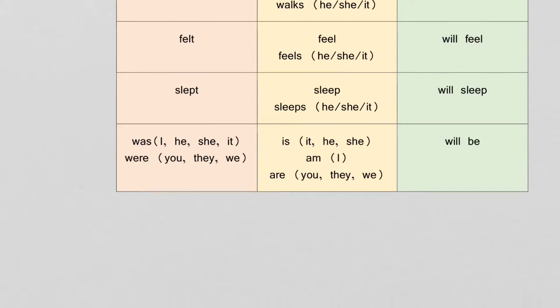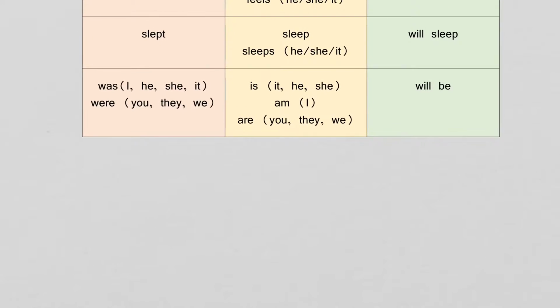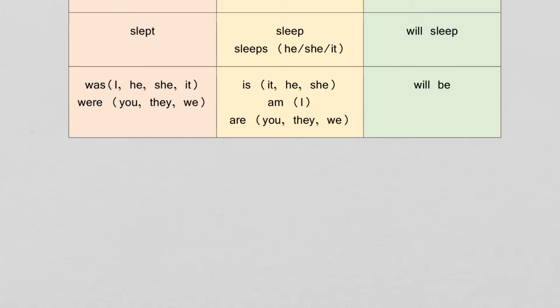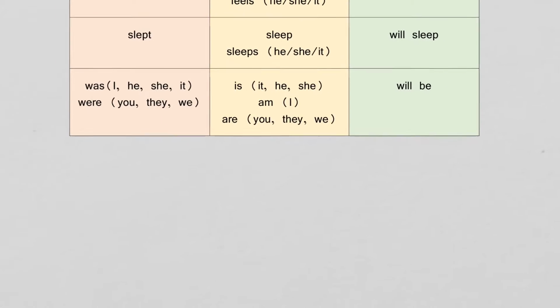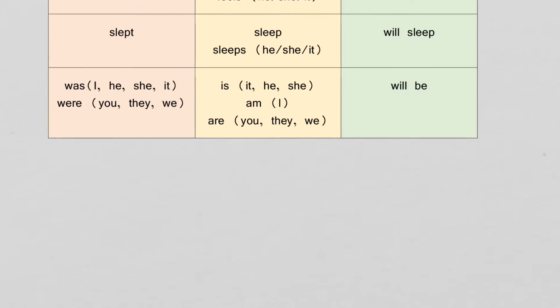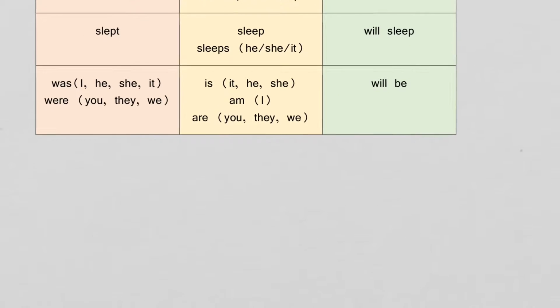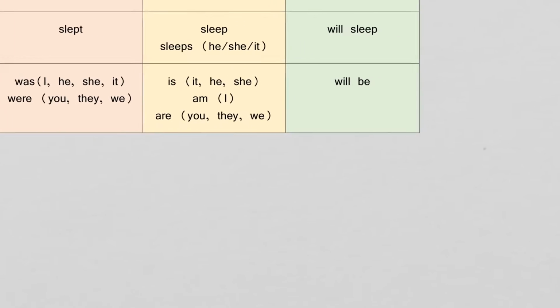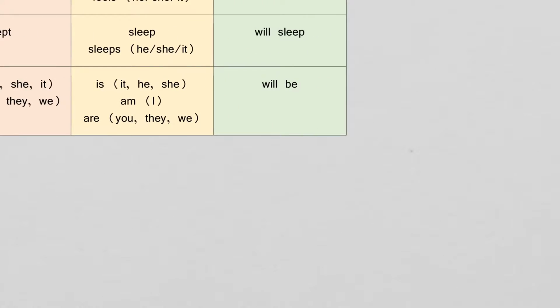Example. Next verb, slept. I slept too long, right? In the past, right? Or I sleep all day. Or she sleeps all day. Or it sleeps for a long time, right? The cat sleeps for a long time. Or will sleep. I will sleep for a long time.